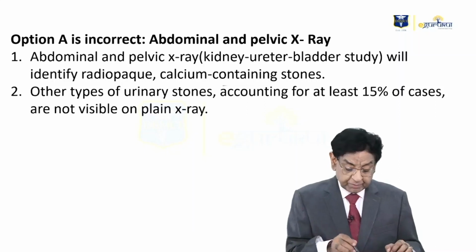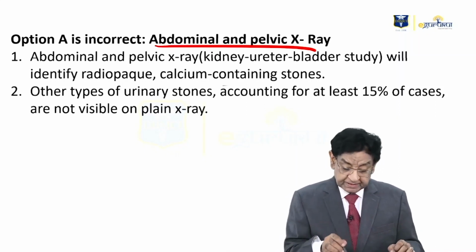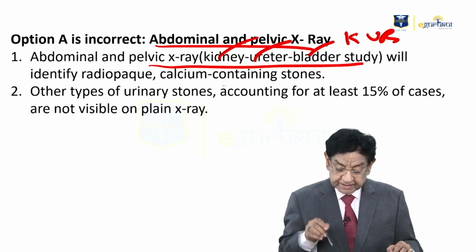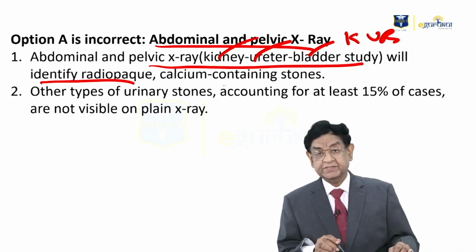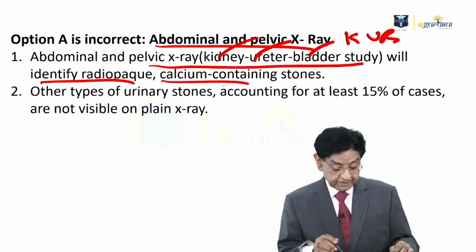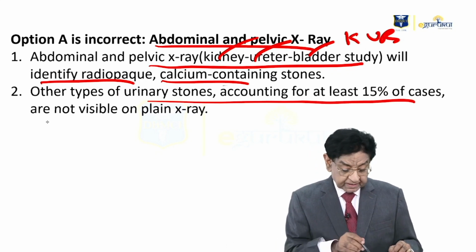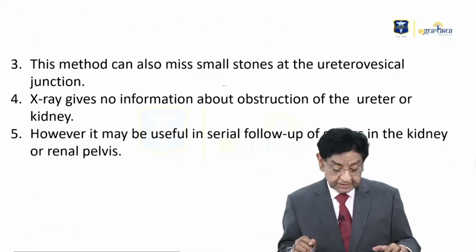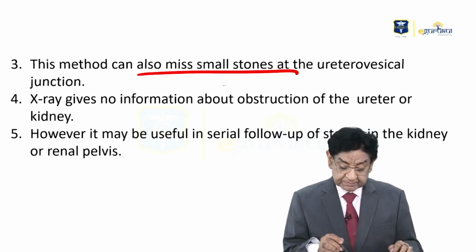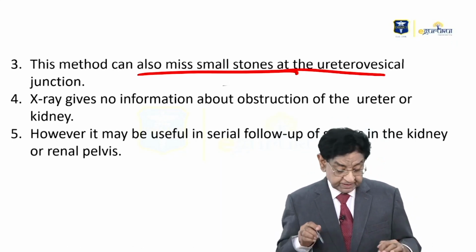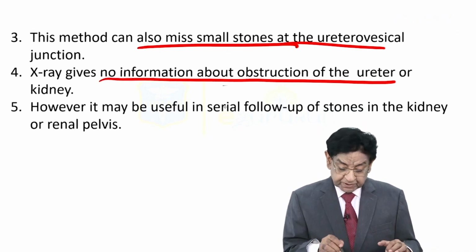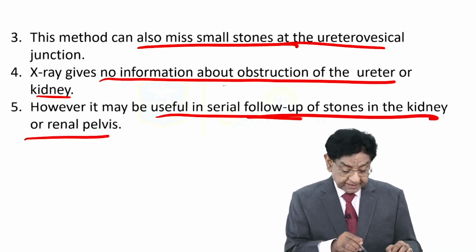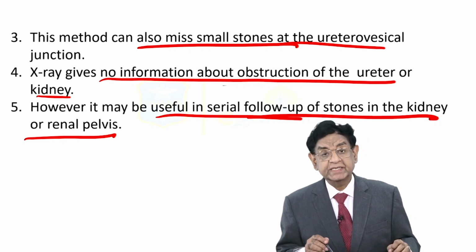So now regarding abdominal X-rays. X-ray of KUB, kidney, ureter, bladder study. This will identify only radio-opaque stones like calcium-containing stones. Definitely other stones, about 15% of stones, are not visible because they are radiolucent stones. And this can also miss small stones, especially at the ureterovesical junction. X-ray gives no information about obstruction of ureter or kidney also. However, it may be useful in serial follow-up of stone in the kidney or renal pelvis. If you want to have a serial follow-up, then it's a good option.